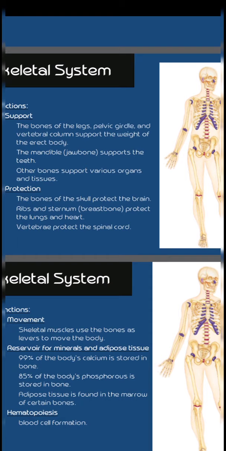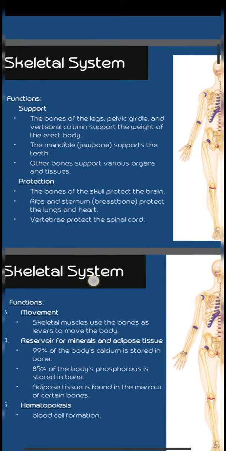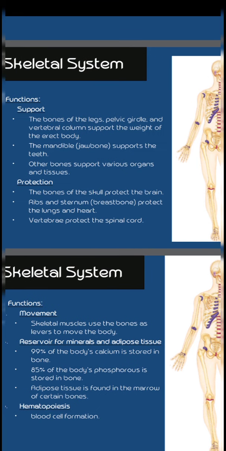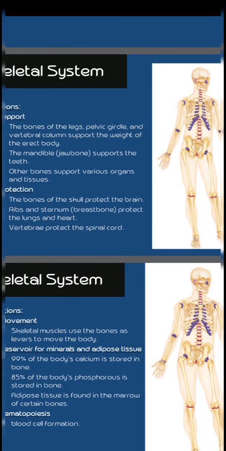So the erect posture is a very important point in evolution according to theory of evolution. Then another example of support is the mandible that supports teeth, makes up our jaw, that is mandible or jawbone. Other bones support various organs and tissues of the body, such as in thorax, ribs support in protecting the lungs, as well as they have a role in expanding and contracting during the respiration.